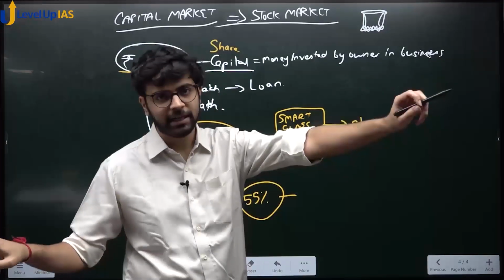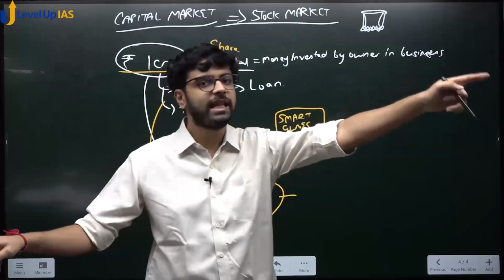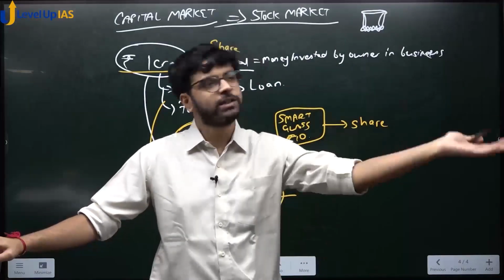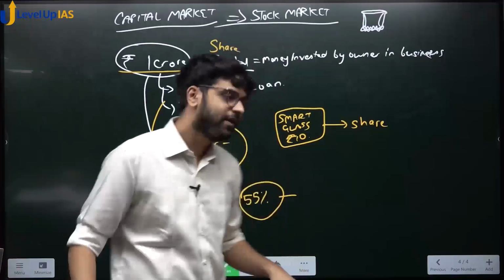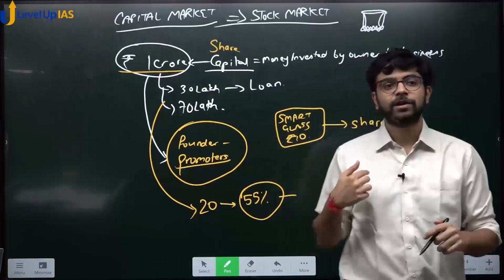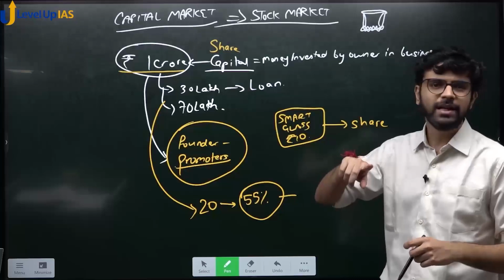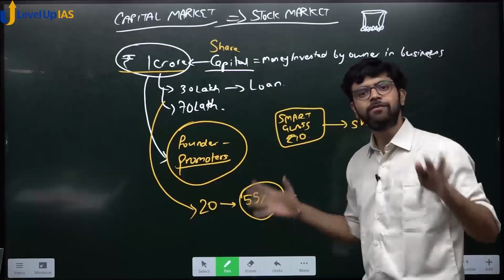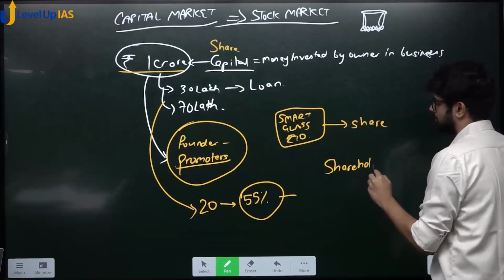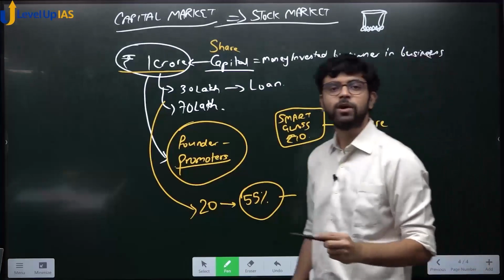Okay? Now, let's say there are many people and we have collected 70 lakh rupees. If that person sells some of his shares to some other person, we don't care. He is giving his ownership to that person, we don't care. We care about our ownership. Okay? So how many shares do we have? 55%. How many shares does he have? 20 shares. Collectively, we all are known as shareholders.